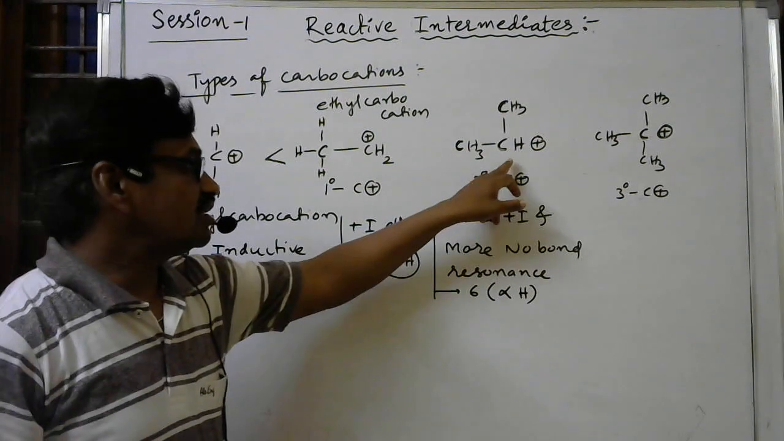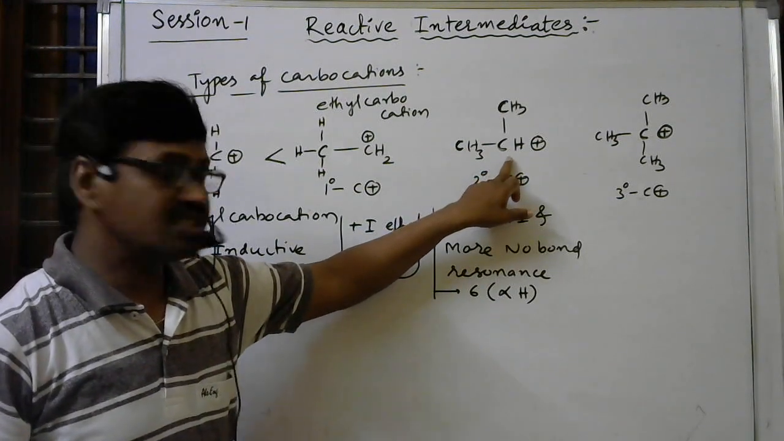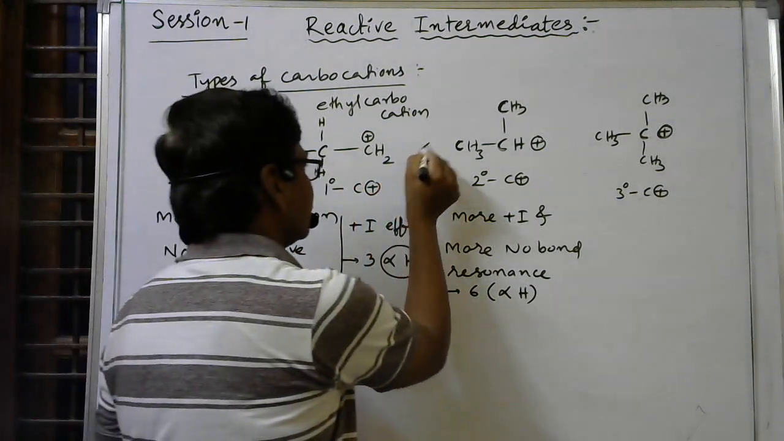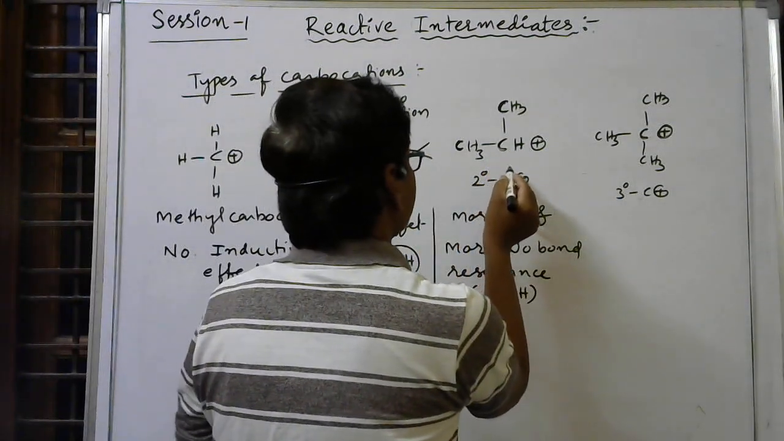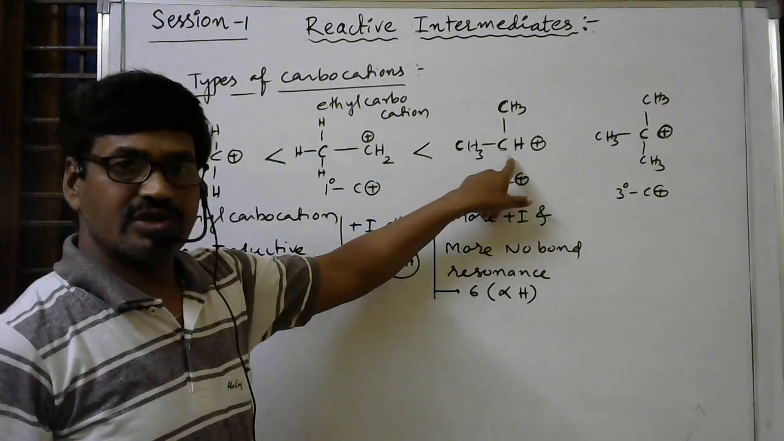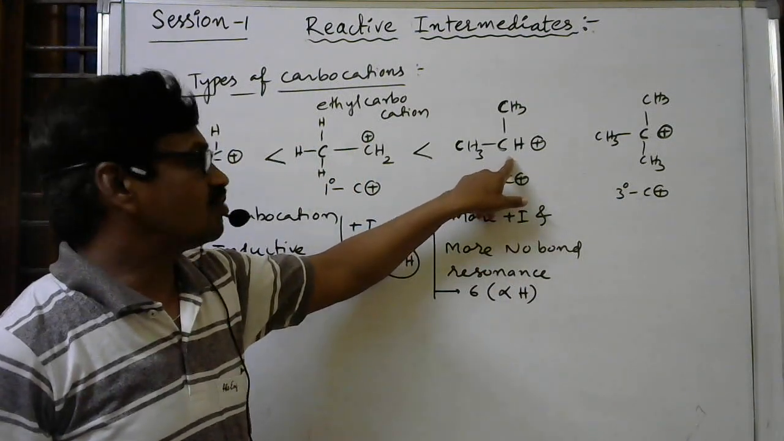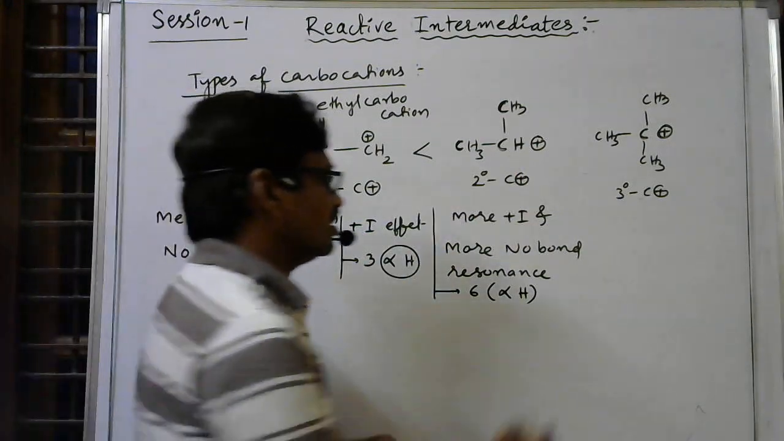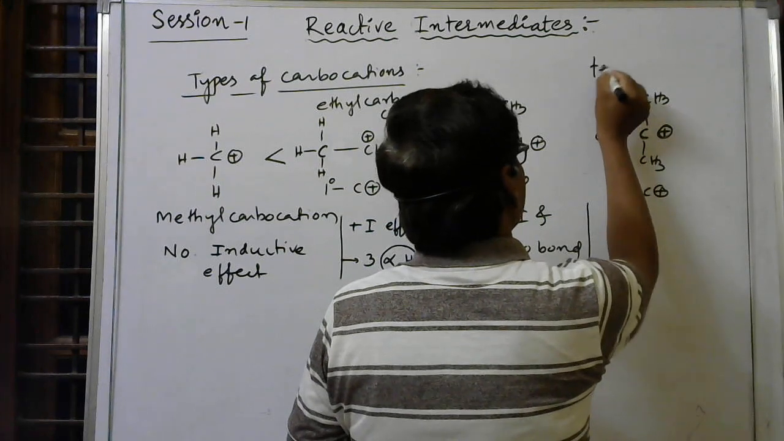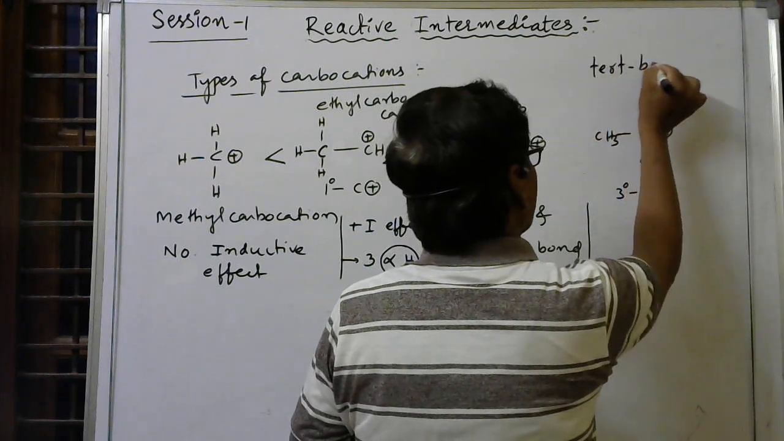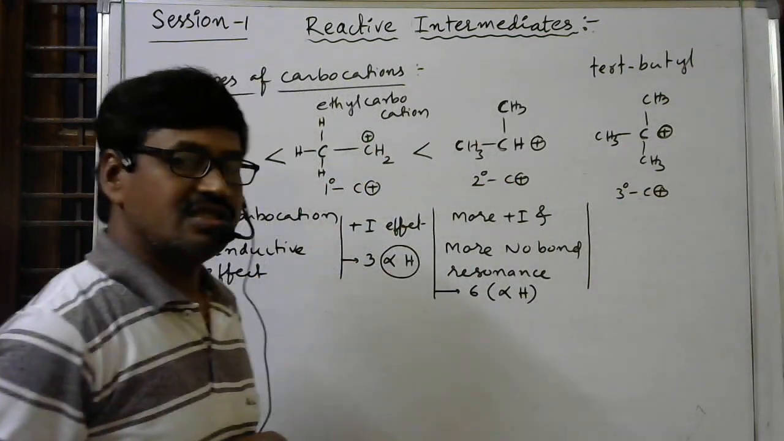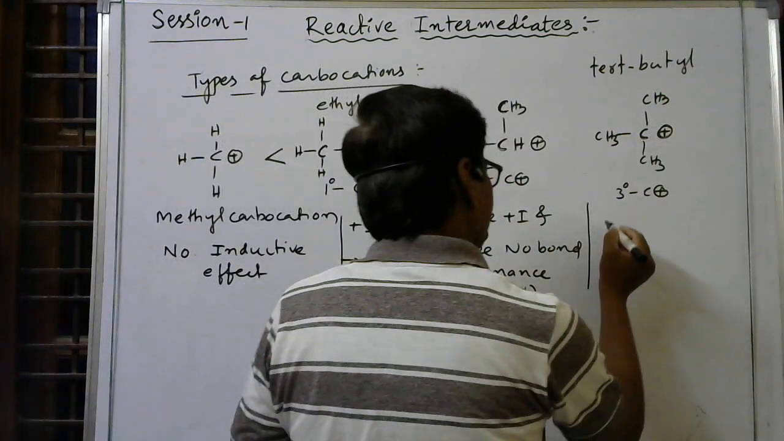So here more and more positive charge is compensated compared to the ethyl carbocation, so this is more stable. We can write it as the secondary carbocation, otherwise the isopropyl carbocation, otherwise the secondary propyl carbocation. Then the next is the tertiary carbocation, the tertiary butyl carbocation.